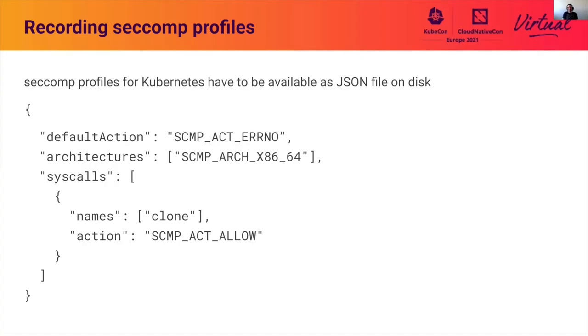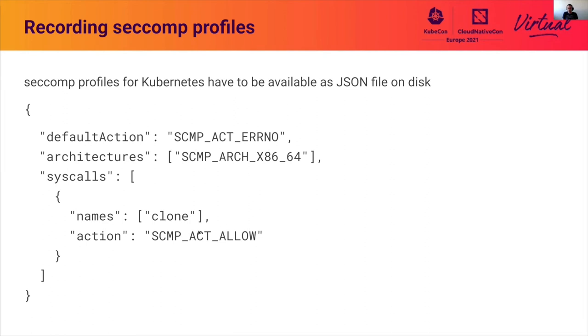All right. I would like to talk about how we can record seccomp profiles using CRI-O and Kubernetes. The first thing to note is that seccomp profiles for Kubernetes have to be available as JSON files on disk. So we need something like this. We have to specify a default action, which is in our case throwing an error. We have to specify architectures, which is in our case our local architecture for 64-bit. And we need a list of syscalls which are allowed.